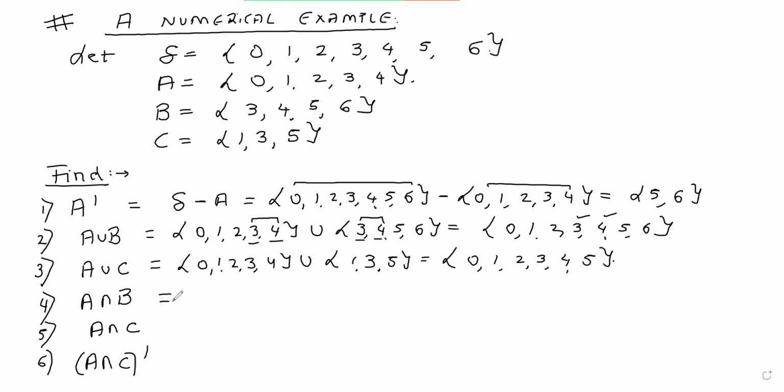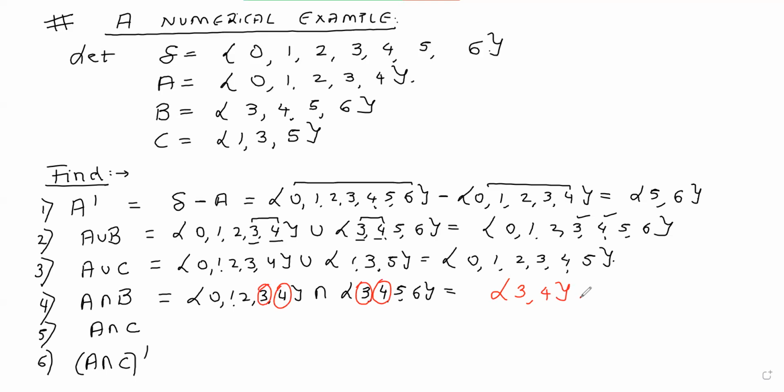What is A intersection B? Now A is 0, 1, 2, 3, 4. B is 3, 4, 5, 6. Now A intersection B means only those elements which are common in A and B. 3 is common in both. 4 is common in both. So my answer is 3, 4. When you look at intersection, you only look at the elements which are common in both. When you look at union, you simply write all the elements of the two sets together without repeating them again.